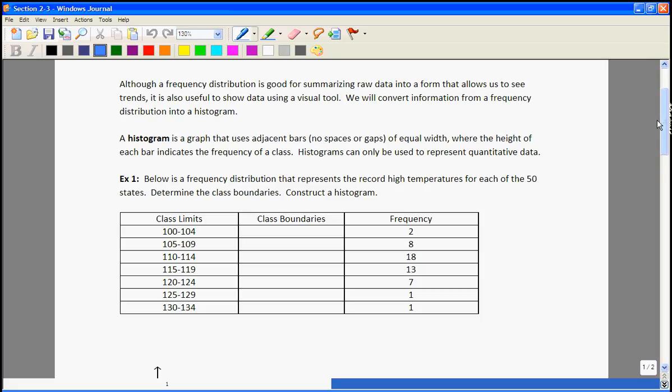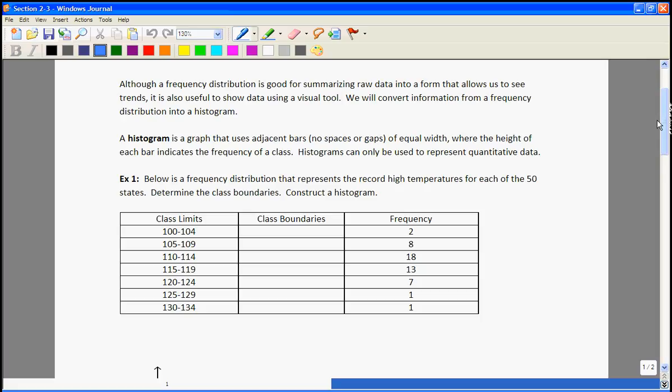Histograms can only be used to represent quantitative data. When we want to use a similar type of graph to represent a qualitative data set, that's when we use a bar graph. Bar graphs and histograms are sometimes used interchangeably, but truly a histogram represents quantitative data, whereas a bar graph is going to represent qualitative data, and the bars don't touch. Let's just focus here on histograms.